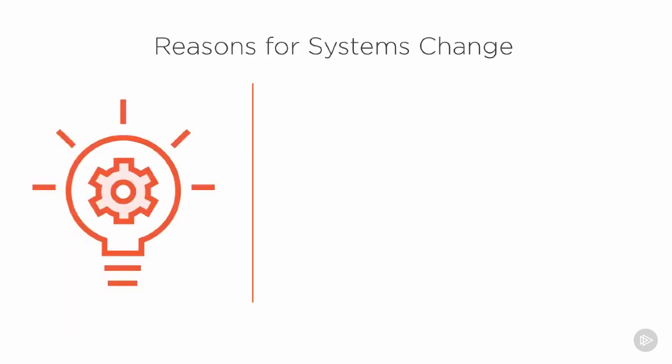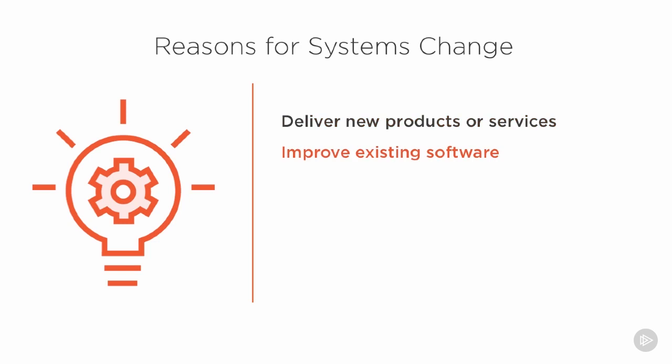There are many reasons why we need to make changes to systems. We have, of course, existing systems and processes, and yet we look at replacing them or upgrading them. Now, this could be because we're going into a new line of business. We're going to deliver a new product or service we had not previously delivered. It could also be because we need to make enhancements or improvements to our existing software. Added functionality, for example, maybe make it more efficient.